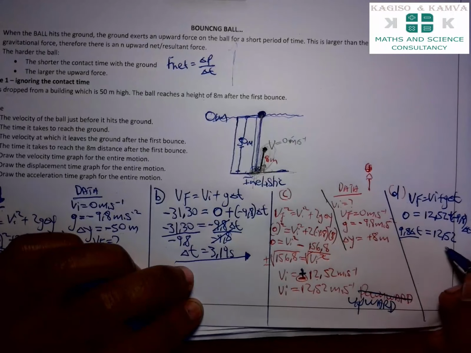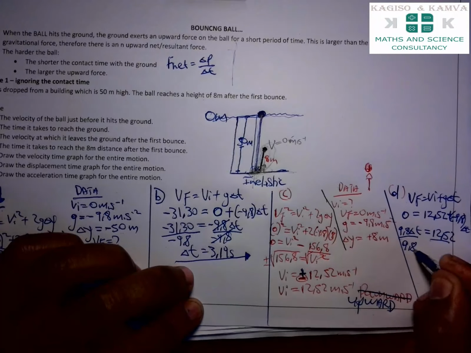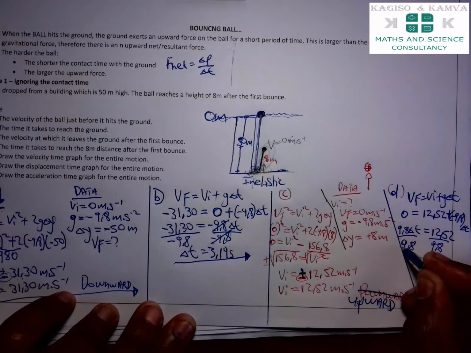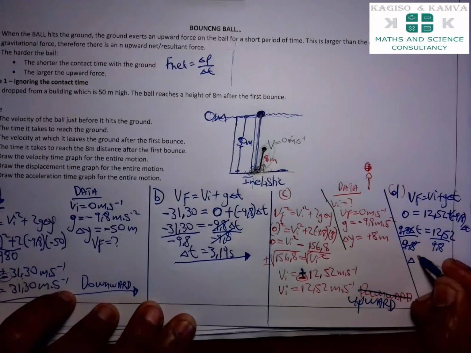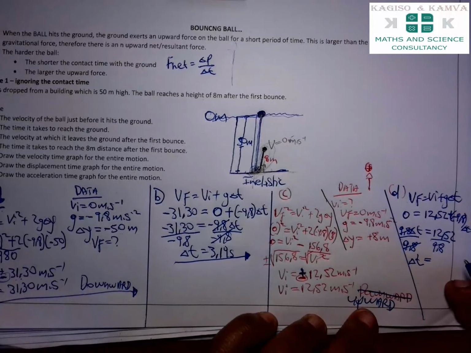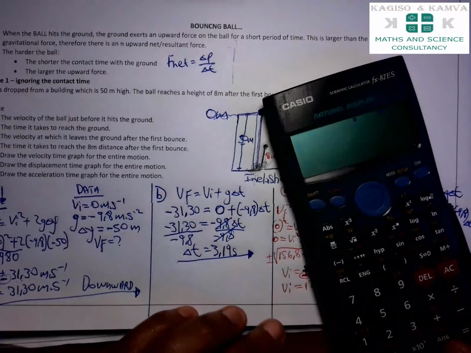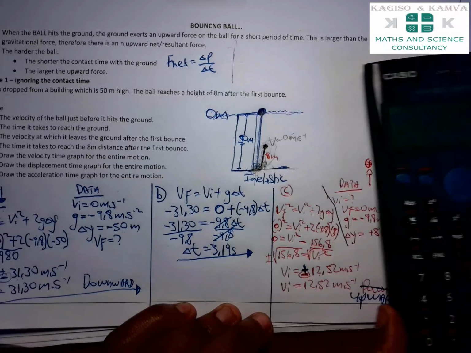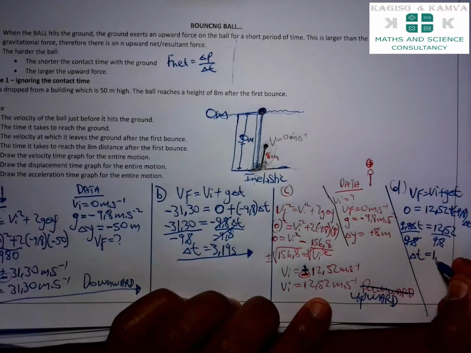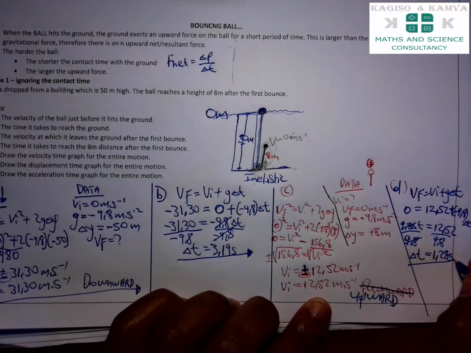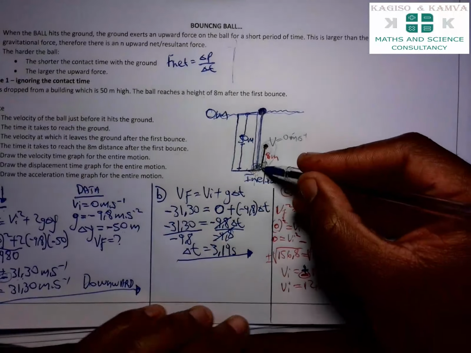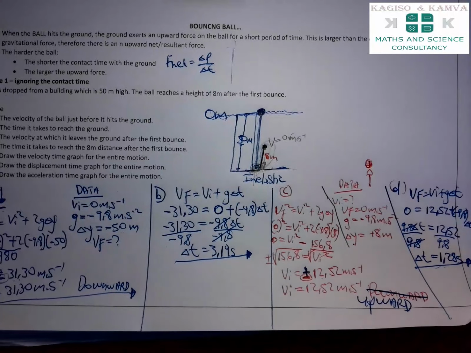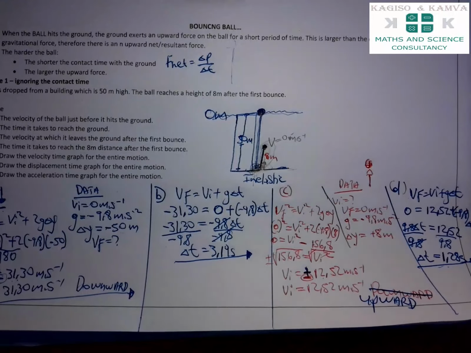We divide both sides by 9,8. This cancels that. Now the changing time is going to be equal to the answer divided by 9,8. The answer is 1,28 seconds. So the time it took to move from here to there is 1,28 seconds.